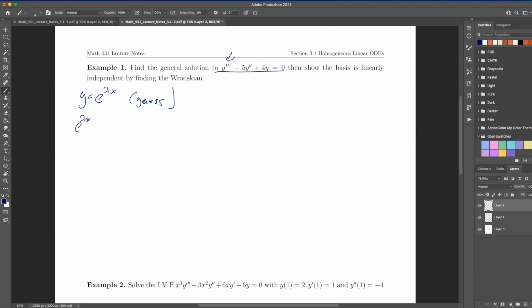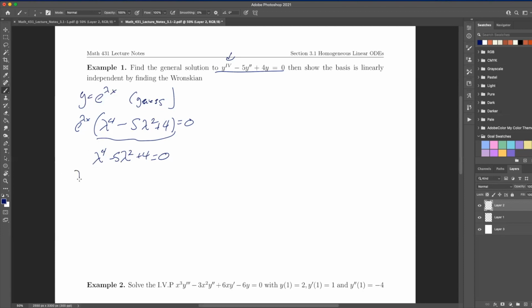So here I have e to the lambda x, and if I put this in, what do I have? I have lambda to the fourth, because I have the fourth derivative, so that pops out 4 times, minus 5 lambda squared plus 4 equal to 0. And so this is my characteristic equation. We're going to solve it the same way. I'm going to rebuild this for you, but I'm just using this now as a placeholder. Since e to the lambda x can't be 0, this must be 0.